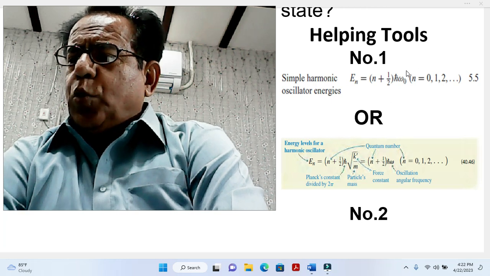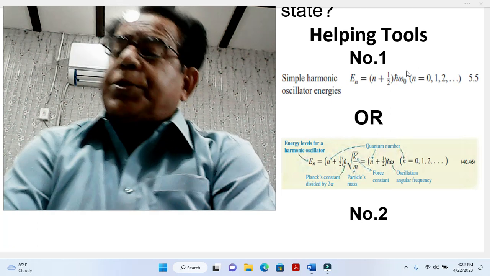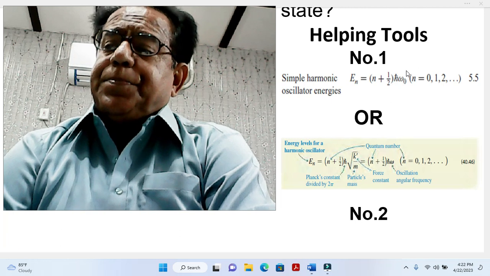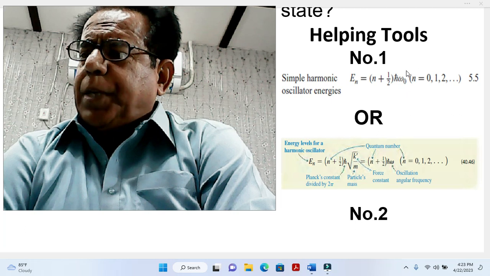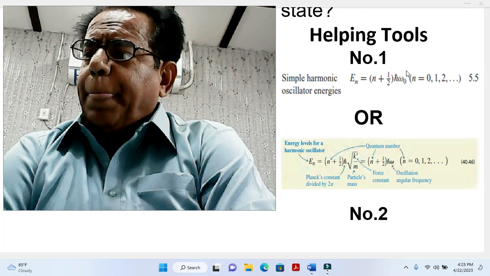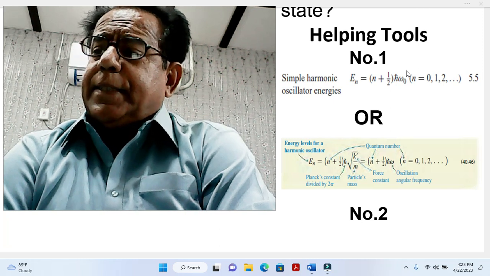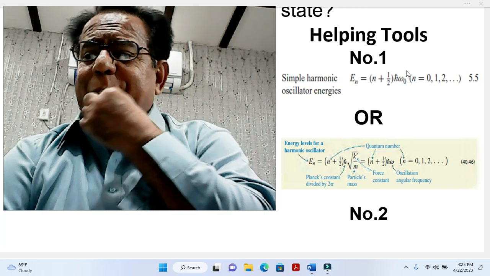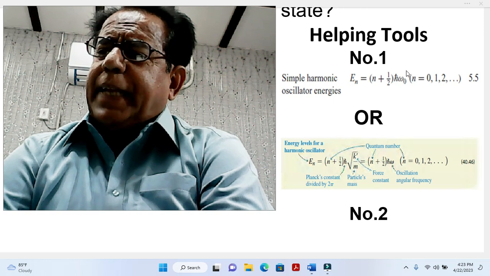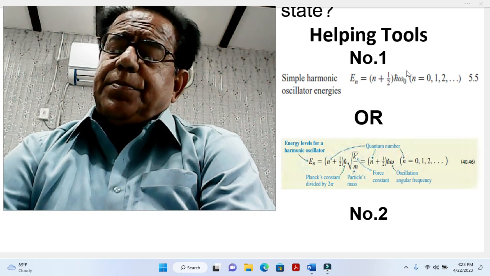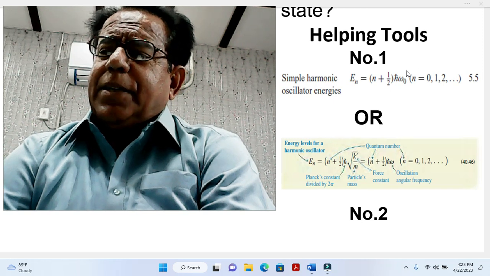Moreover, omega is the oscillation angular frequency, where n is equal to 0, 1, 2 and so on. This is equation number 40.46, from chapter number 40 of University Physics by Young and Friedman. So here, dear students, the situation is almost the same in the Kenneth S. Crane version and the Young and Friedman version.